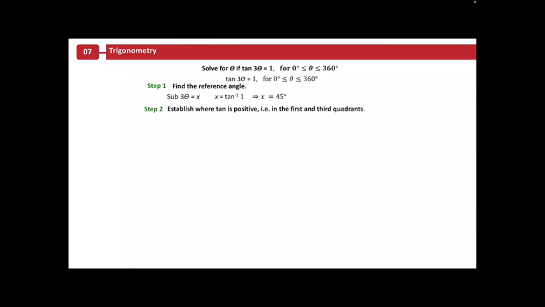Step 2. We're trying to solve tan of the angle equals 1. That means we're looking for a positive value of tan. You need to establish where tan is positive. Draw out our unit circle. And using All Silly Turtles Crawl, we can see that tan is positive in the first quadrant and tan is positive in the third quadrant. This means we are looking for the values of our angle in the first and in the third quadrant. What is the angle that gives us a tan value of 1 in the first quadrant and in the third quadrant?